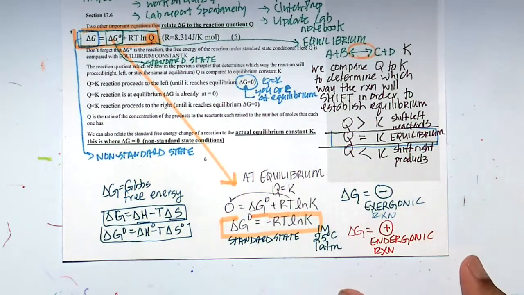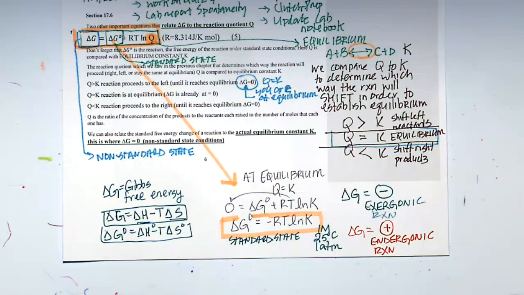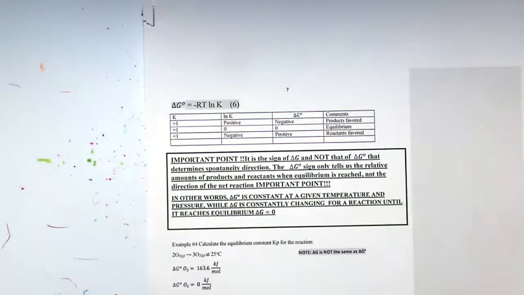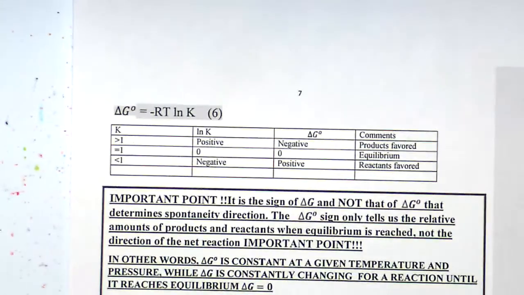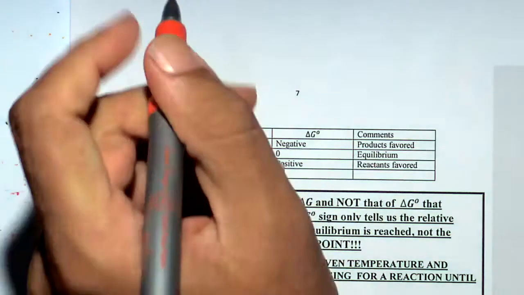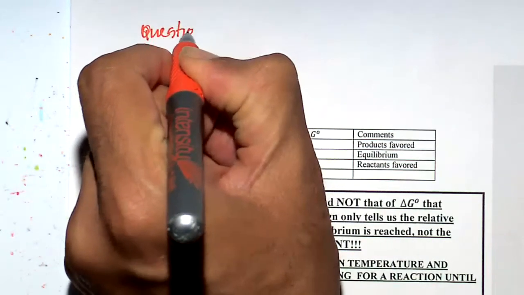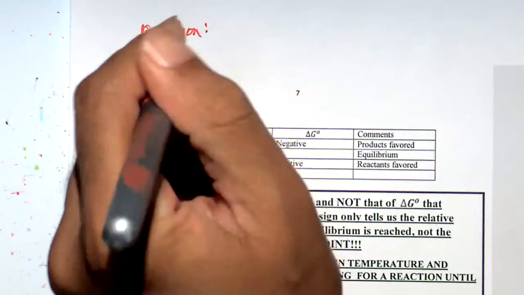So a couple of equations here. Make sure you know how to use them for the exam. Make sure you have familiarized yourself with this Gator rule or Q rule, comparing Q to K. Here's a table here. So the question that we want to ask ourselves is, will the reaction go? Will the reaction go to products?